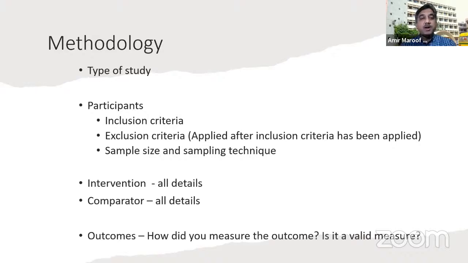So first we write about participants. Who will be the participants? Inclusion criteria, exclusion criteria, and then sample size and sampling technique. Let us see the inclusion criteria and exclusion criteria first.